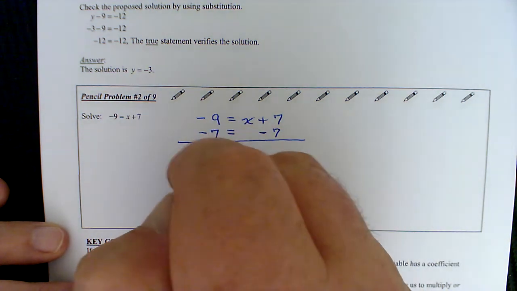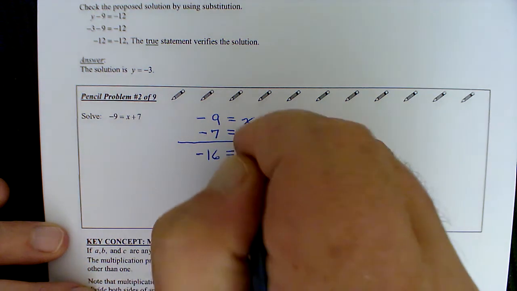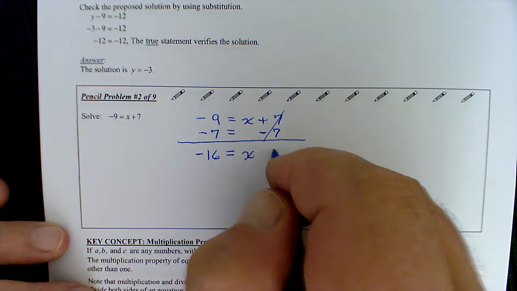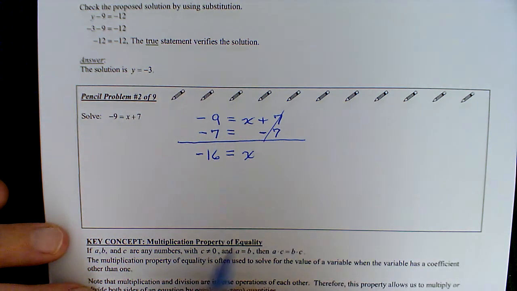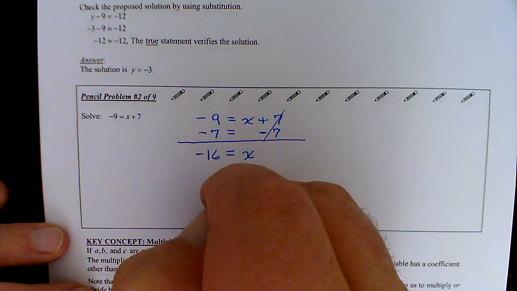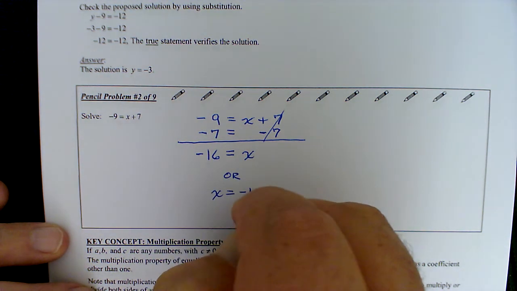Minus 9 minus 7 combined gives minus 16. Bring down the equals. Just bring down the x, and these 7's go away. There's no need to write a plus 0 or anything. And negative 16 equals x is the solution. And that's the same thing as saying that x equals negative 16.